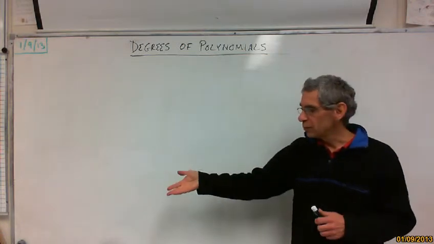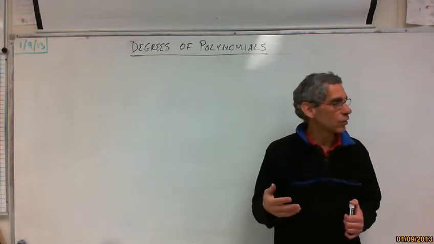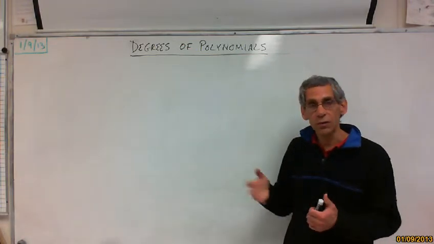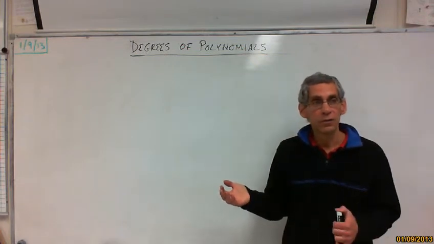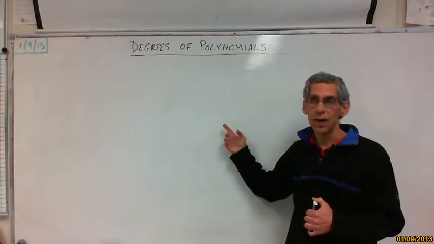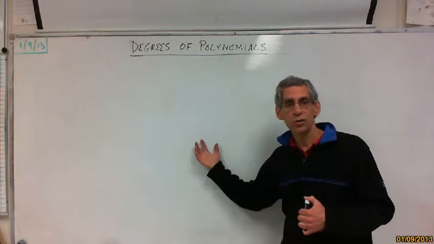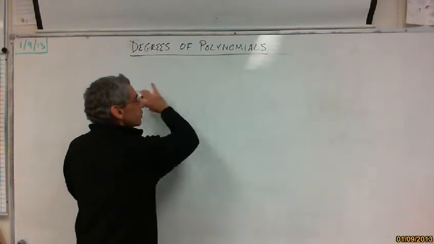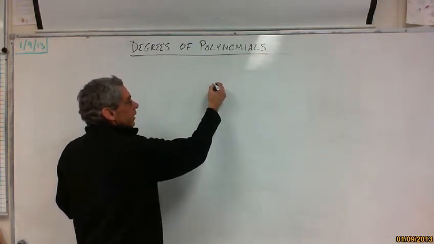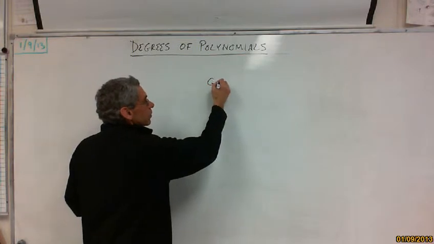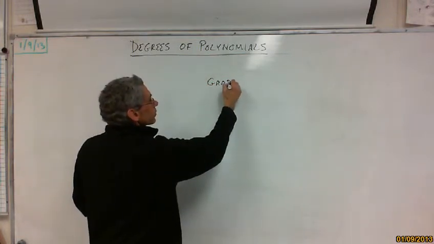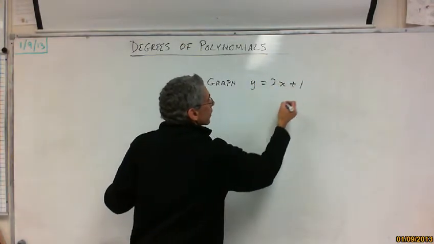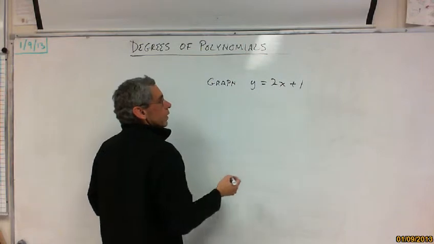In fact, I think even the next lesson they're going to get into using a T-chart to try to graph an equation. You already know how to do all that, right? Remember T-charts? If x is 1, y is something. If x is 2, right? This is not degrees of polynomials. I'm just saying graph y is equal to 2x plus 1, and use a T-chart.